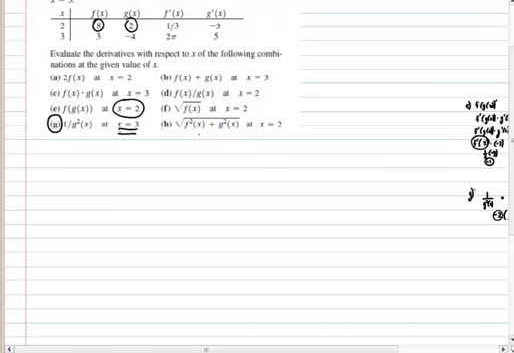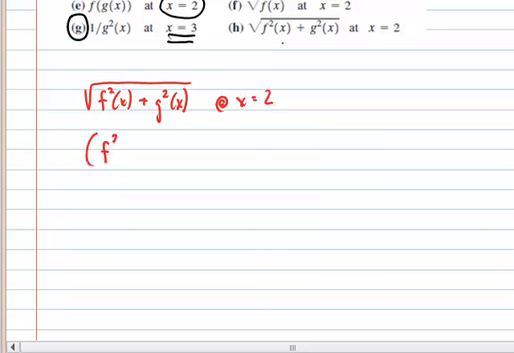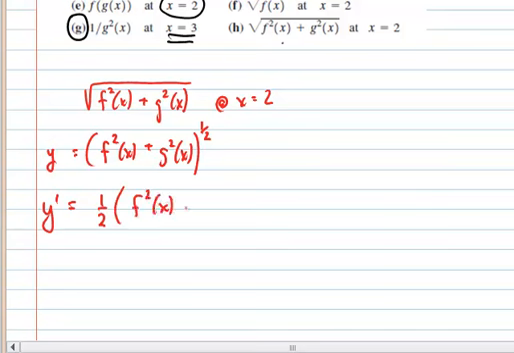And now we have the square root of f squared of x plus g squared of x. They always save the best for last for us. At x equals 2. Well, this is again f squared of x plus g squared of x to the 1/2 power. And we know what we have to do with a 1/2 power when we take the derivative. That's going to be 1/2 down in front, f squared of x plus g squared of x to the negative 1/2 times the derivative of the inner.